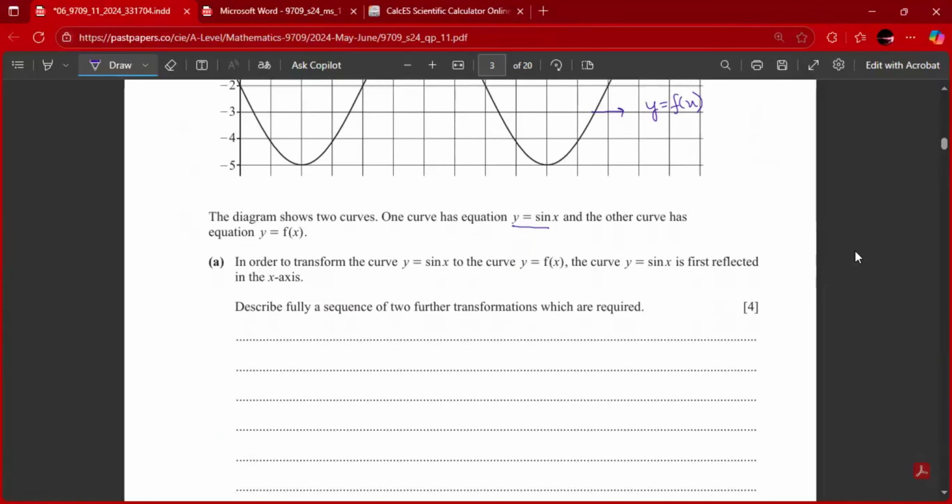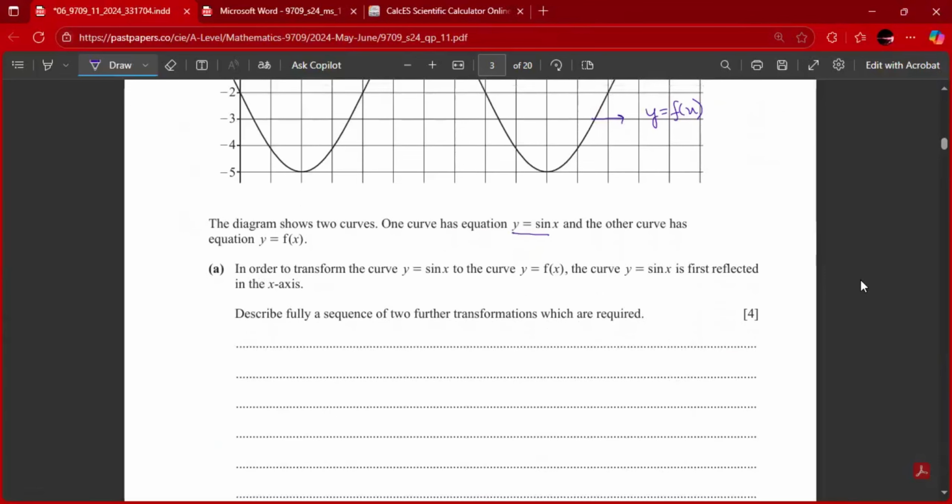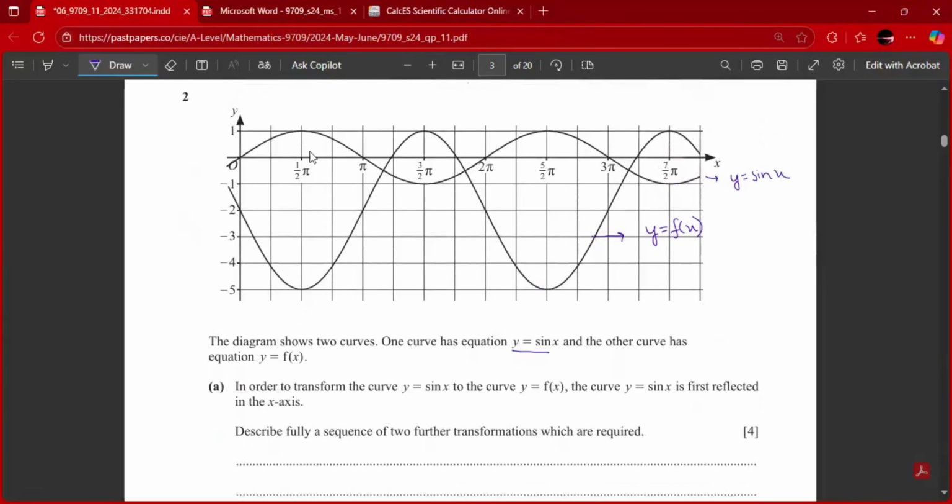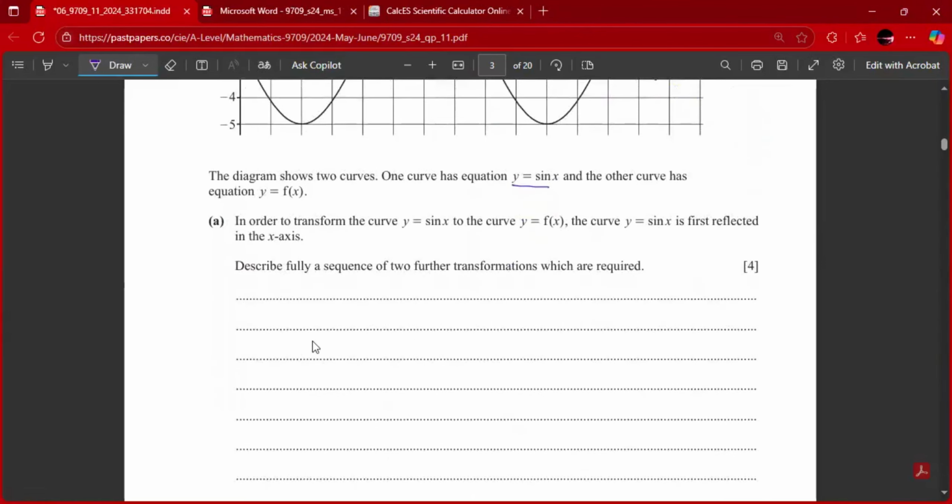The first graph is reflected in the x-axis. I can see it's reflected. How can I see it? This was positive, and this curve is negative. If it wasn't reflected, it should have been the same way, but it's not, meaning it is reflected. So what two other transformations could be there?